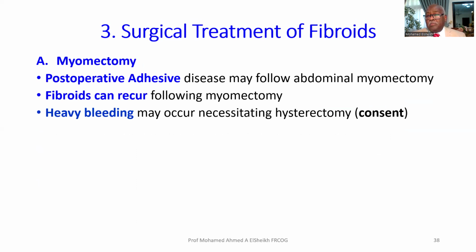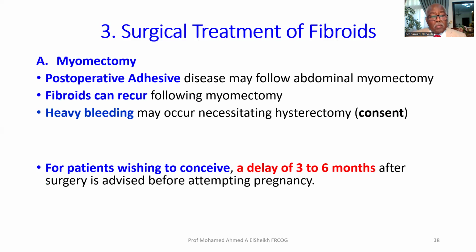When we are doing myomectomy, we have to be aware there is a possibility of post-operative adhesive disease. It may follow abdominal myomectomy. The other point, you have to tell the patient that the fibroids may recur. Also, there may be heavy bleeding during the surgery, which you won't be able to control, and thus you have to get a consent for a possible hysterectomy.